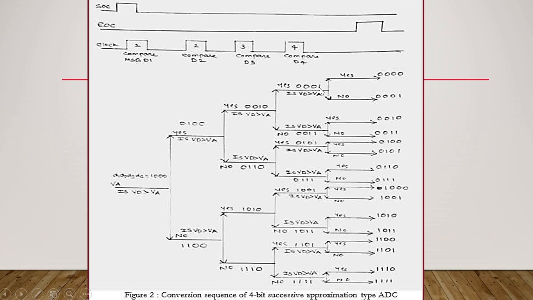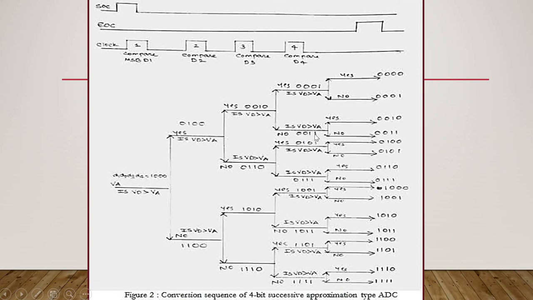Next again, the next bit will be high. That will be compared with your VA analog input, and then what happens here? If it is yes, then all the bits will be cleared. If it is no, next 0 0 0, the last bit will be set. Okay, and the no path we have not considered. Next we shall see this.